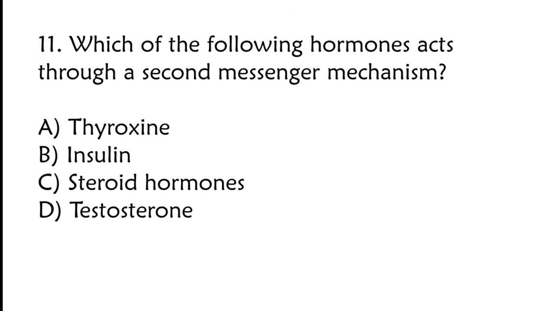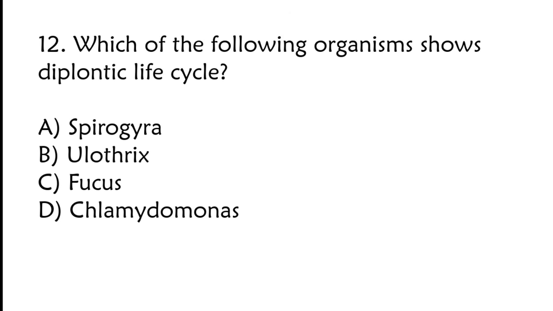Which of the following hormones acts through a second messenger mechanism? Correct answer is insulin. Which of the following organisms shows diplontic life cycle? Correct answer is fucus.